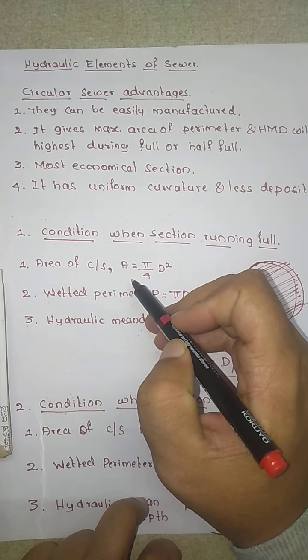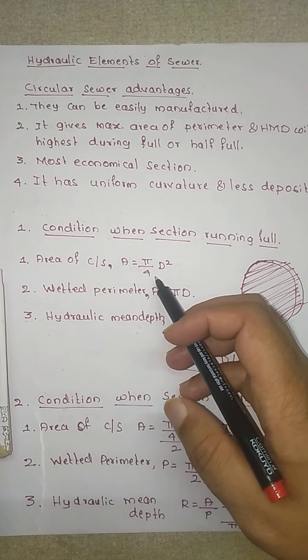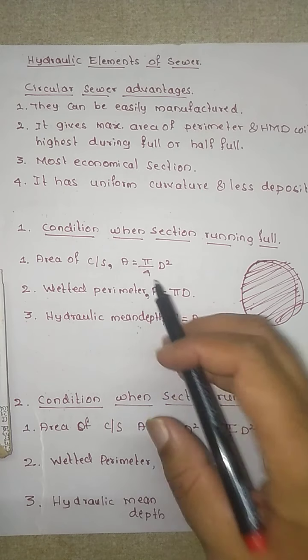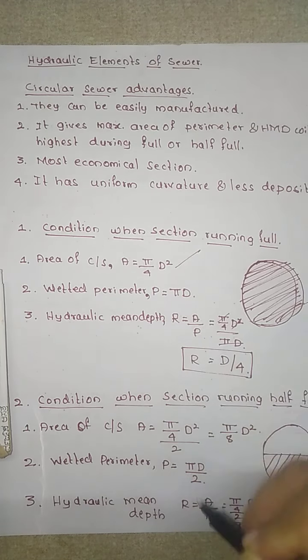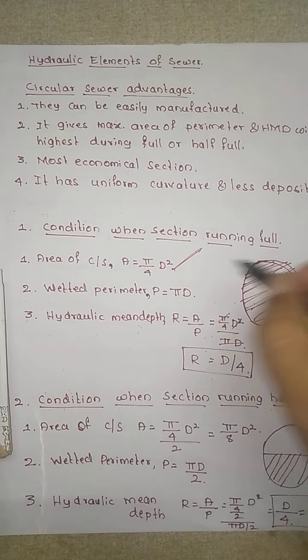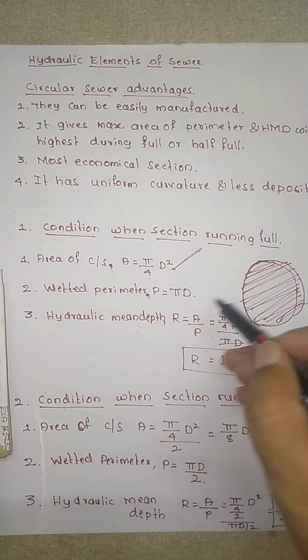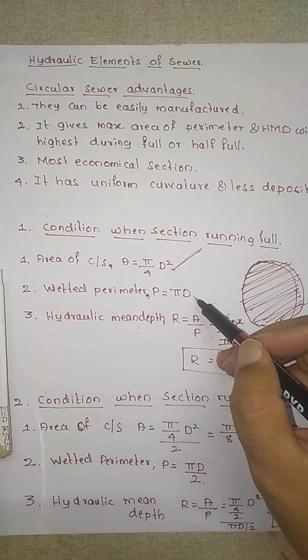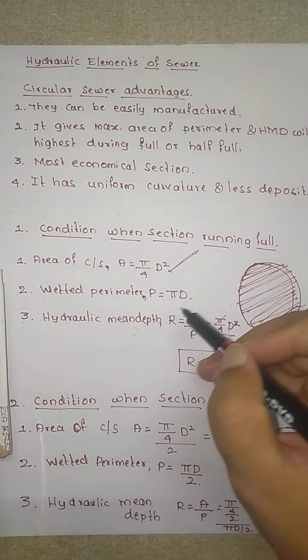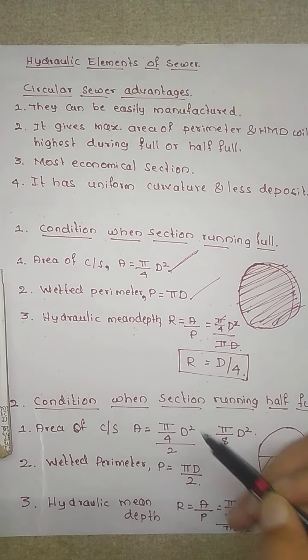As you know, the area for a circular section is calculated using the formula A is equal to pi by 4 into d square. So when the sewer is running full and the area is asked, you will use this formula. And the wetted perimeter is nothing but pi d, where d is the diameter.